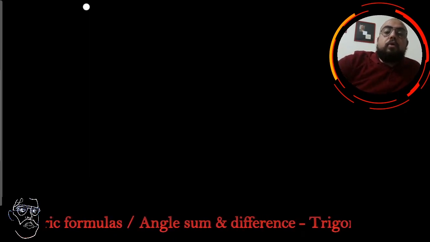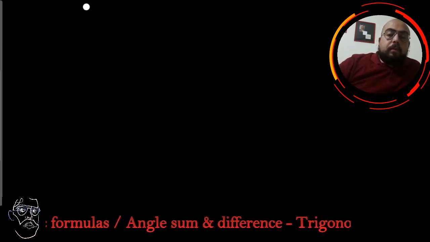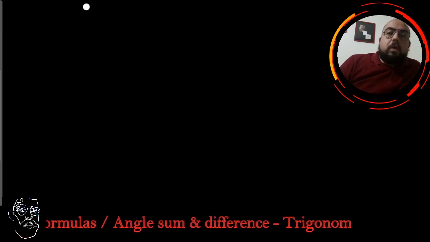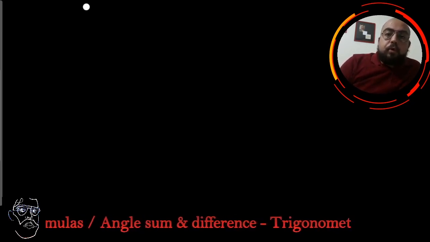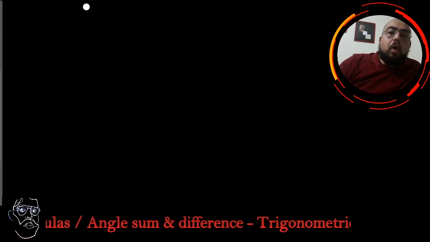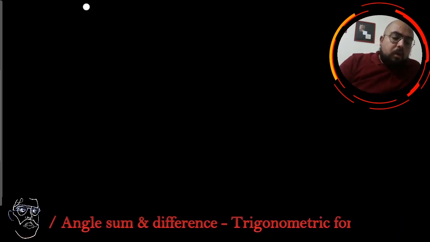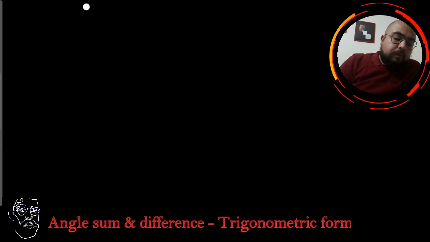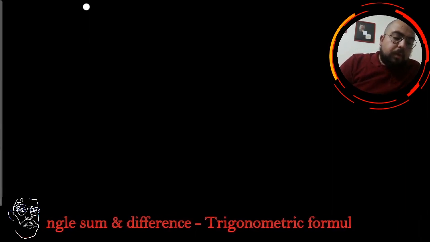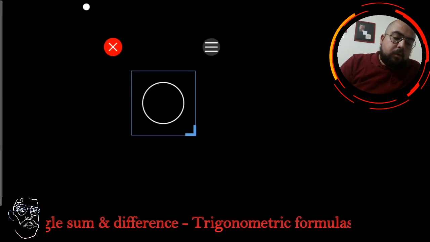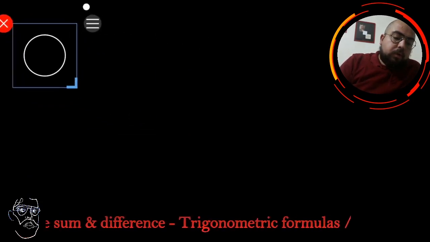I will take you through the steps where I will be able to prove and show you how we were able to reach these formulas. At first, we have a trigonometric circle. So we have a trigonometric circle.